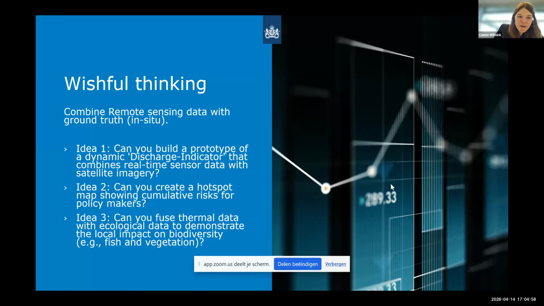So can you build a prototype of a dynamic discharge indicator that combines real-time sensor data with satellite imagery, so that we can influence the discharges more directly, because now they just get a permit, but can you change this based on more real-time data? And can you create a hotspot map showing cumulative risk for policymakers? So what's the risk for the environment? Where's the risk the highest? And idea 3 is, can you fuse thermal data with ecological data to demonstrate the local impact on biodiversity? So really combining this data, the satellite data, with other data sources, and showing the impact on the environment, showing the impact in the area.